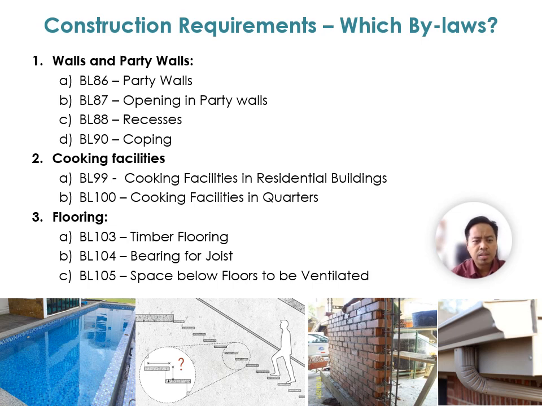There are many requirements under construction elements, but they have been arranged by building elements. If you can see on the screen right now, these are the relevant bylaws for these construction elements. For example, the first one, walls and party walls. Bylaw 86, party walls. Bylaw 87, openings in party walls. Bylaw 88, recesses. Bylaw 90, copings. Secondly, cooking facilities. Bylaw 99, cooking facilities in residential buildings. Bylaw 100, cooking facilities in quarters. And third, flooring. Bylaw 103, timber flooring. Bylaw 104, bearing for joists. Bylaw 105, space below floors to be ventilated.